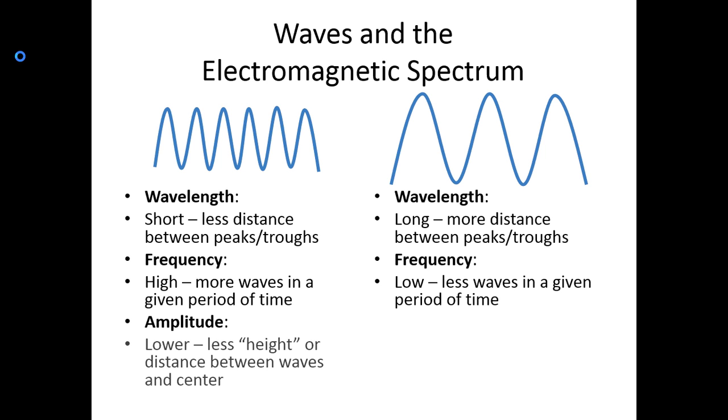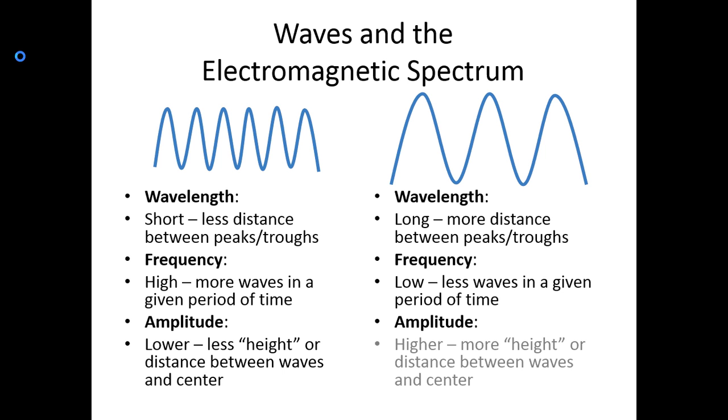For amplitude, that just means how high the waves are. So a lower amplitude means there's less height. And then on the right, our higher amplitude means there's more height. This is how we refer to the intensity of waves. So for example, a sound wave with a high amplitude is going to be a louder wave that kind of shakes you, a more intense wave.